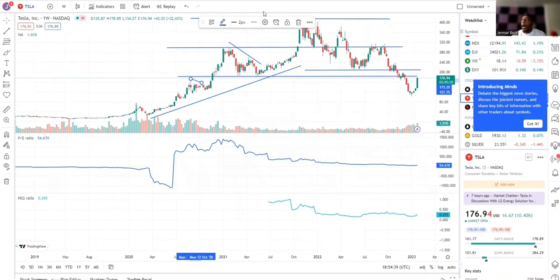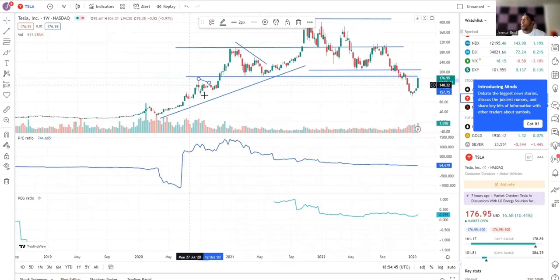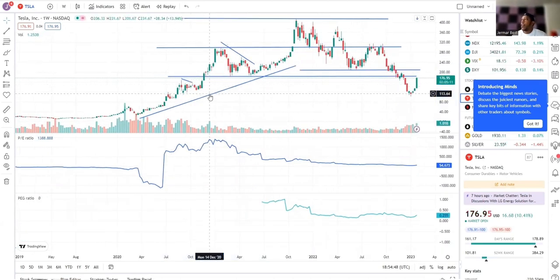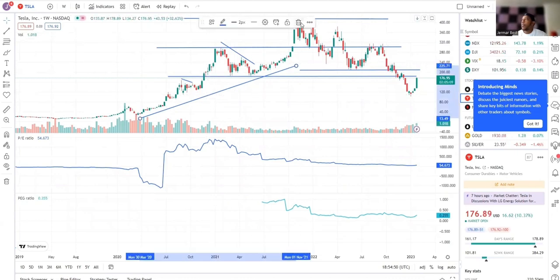Let's talk about how you establish an uptrend and how you establish a downtrend, right? Let's get some of these arrows out the way so that it's not confusing and cluttered for you.